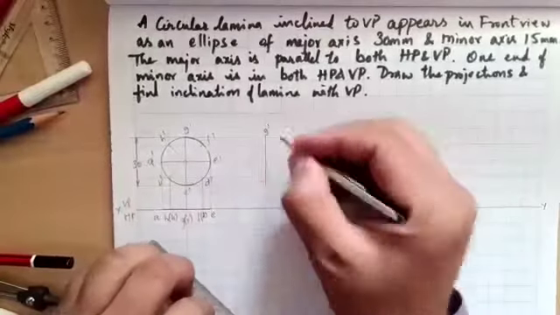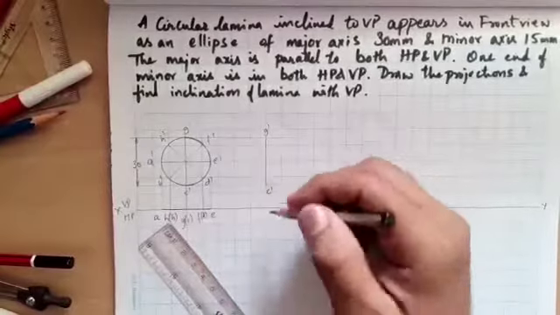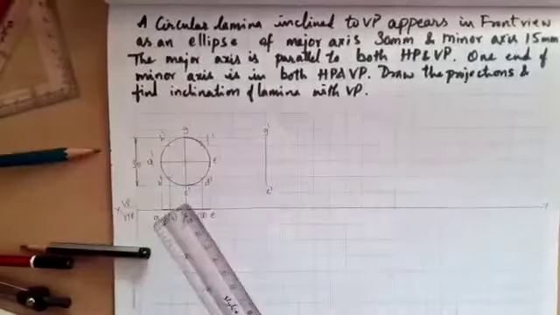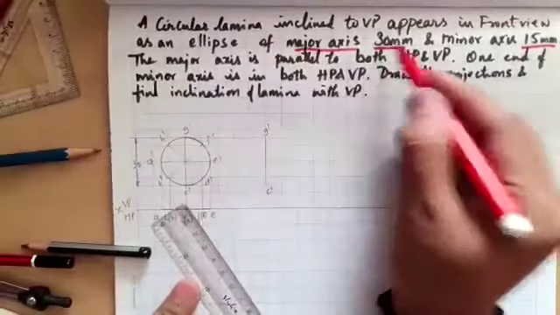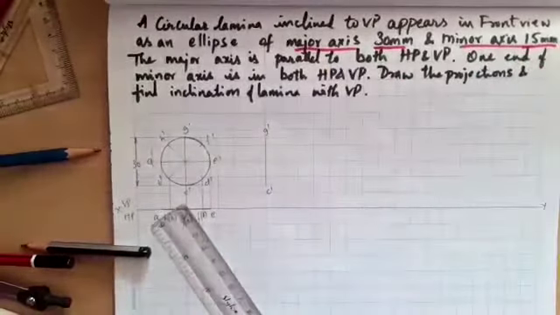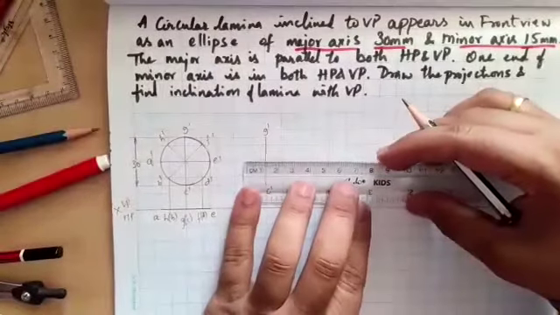So for me, major axis G dash C dash will remain the same. So this is the major axis. So major axis is 30 mm and minor axis is 15 mm. So what is this 15 mm? So minor axis is 15 mm.